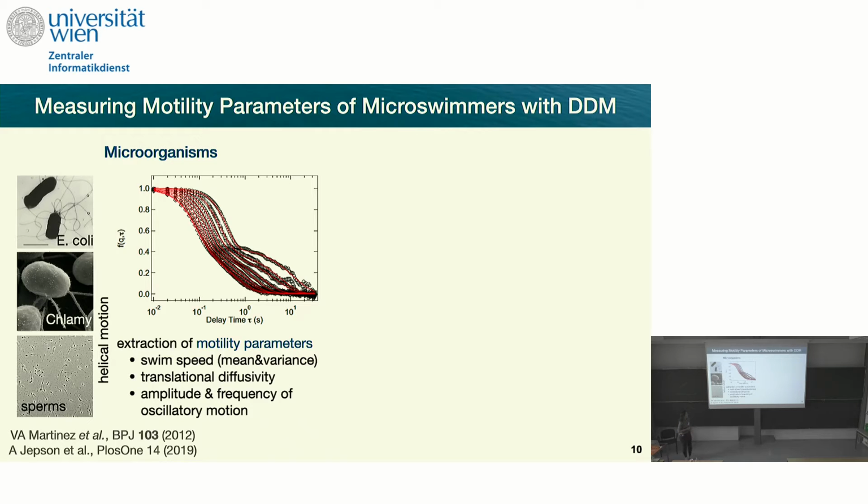And so in the group of Wilson-Poon, they did a lot of work on looking at swimming E. coli bacteria, but also at sperm cells and Chlamydomonas. And what they were able to extract by using DDM was the swim speed of those cells, the translational diffusivity, and also the amplitude and frequency of the oscillatory motion of sperms and Chlamydomonas, which move sort of in helices when they move in 3 dimensions. And so these are pictures of these graphs of these intermediate scattering functions, and I'm gonna explain them in a minute.